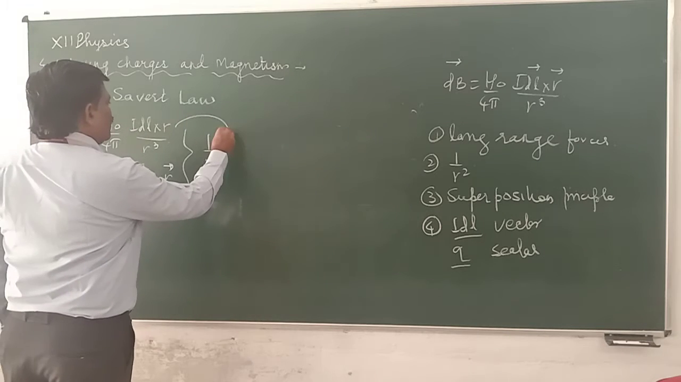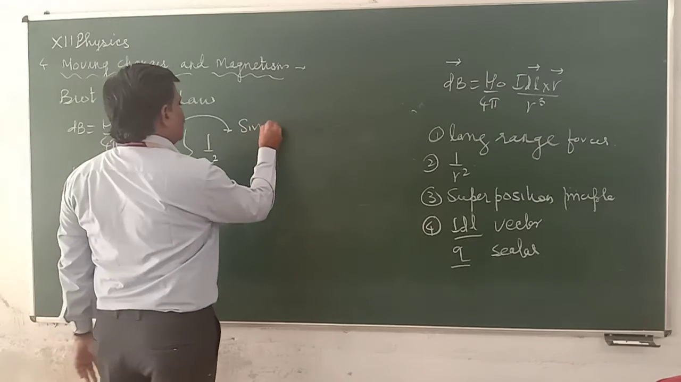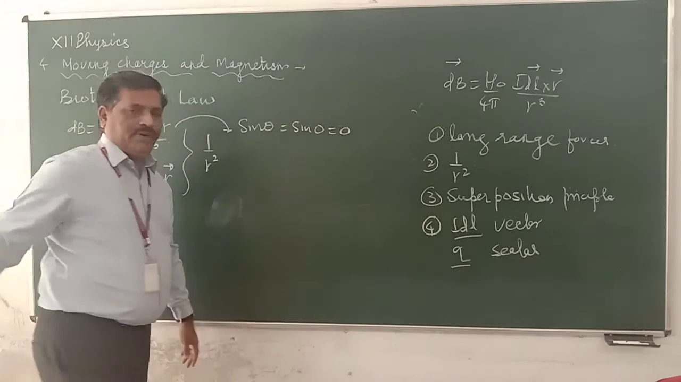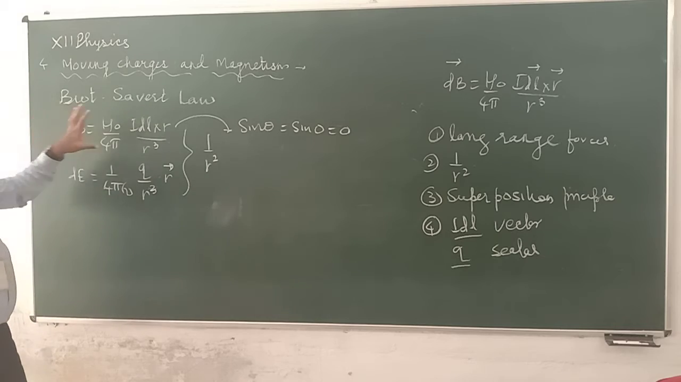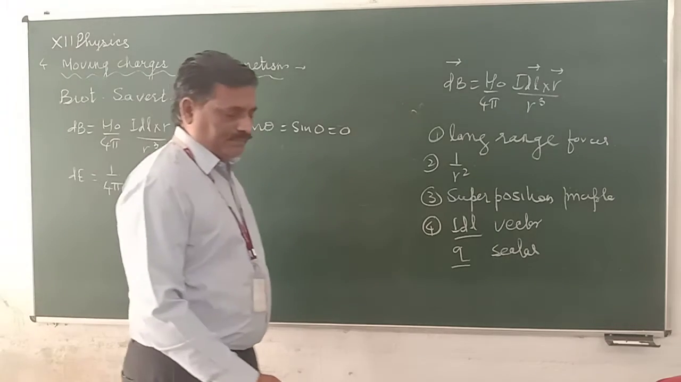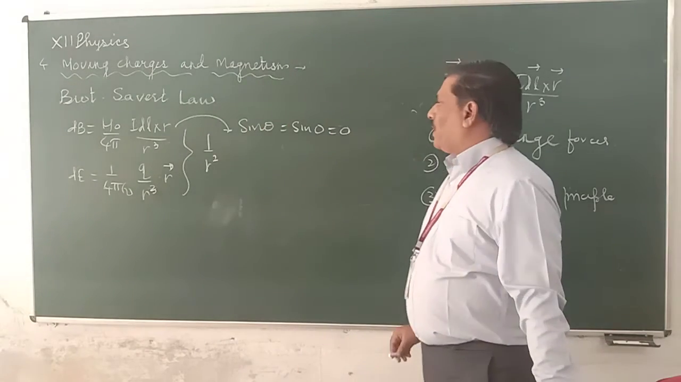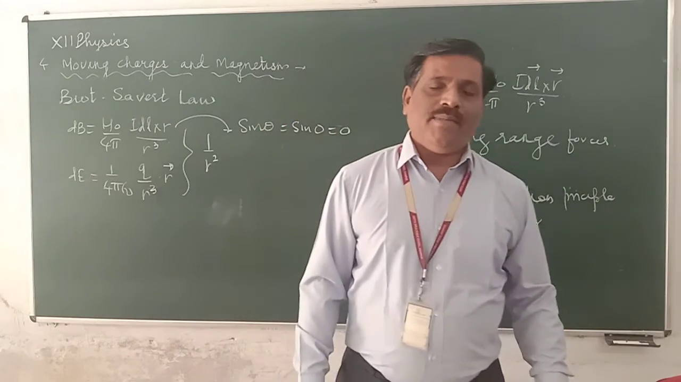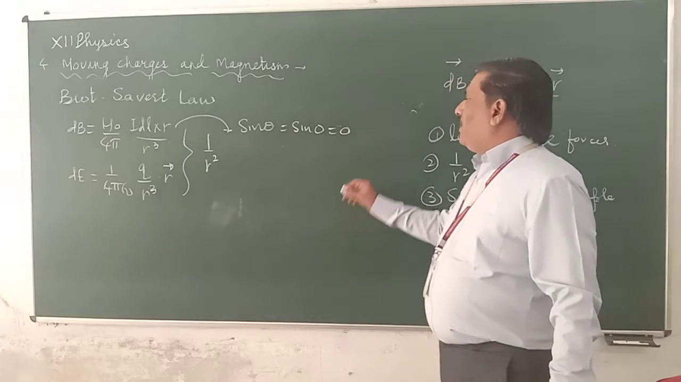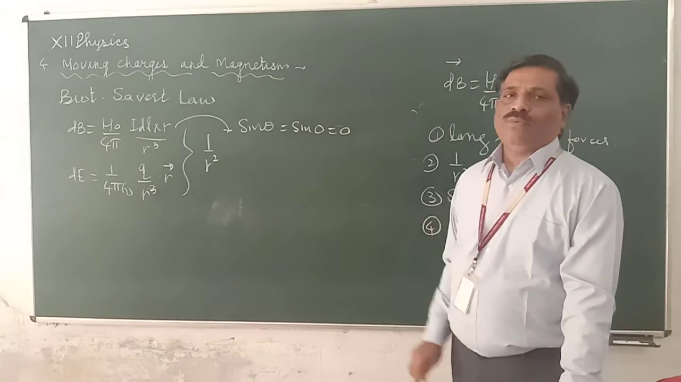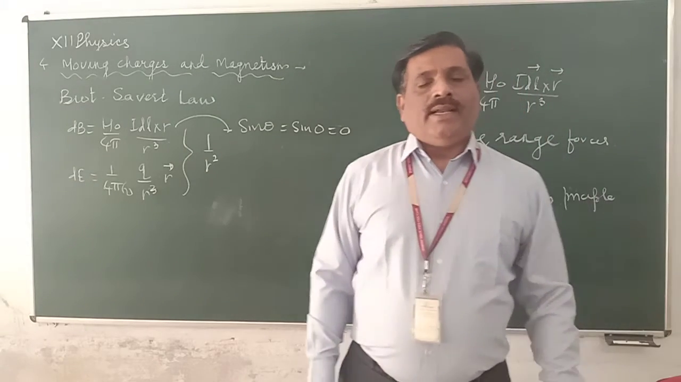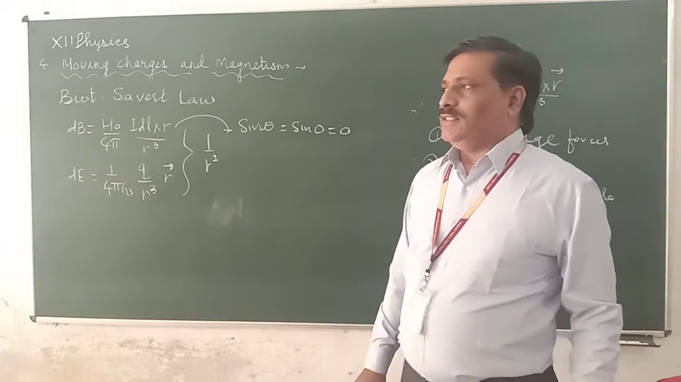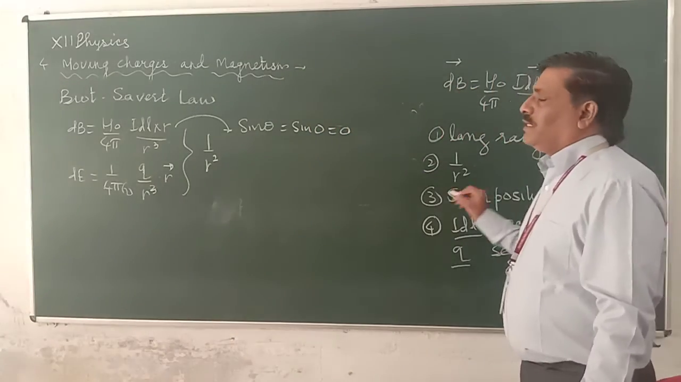In case of Biot-Savart law, if sin theta is equal to sin 0, there is no magnetic field. Means along the displacement vector, if current and displacement vector are both in the same direction, magnetic field is 0. In case of Coulomb's law, the electric field does not have any angle dependence. This is important.